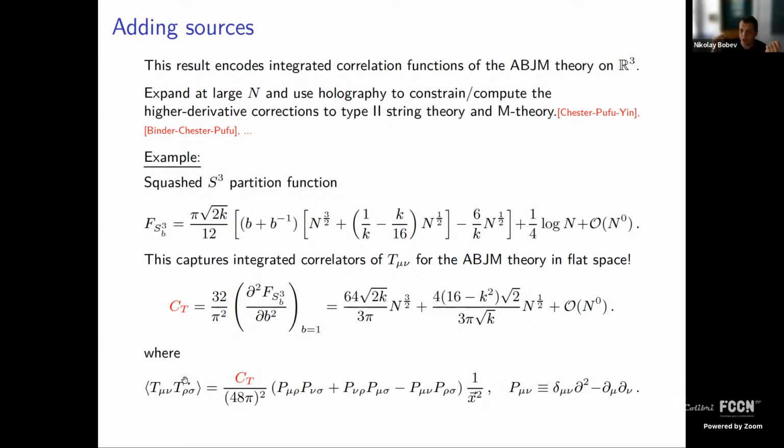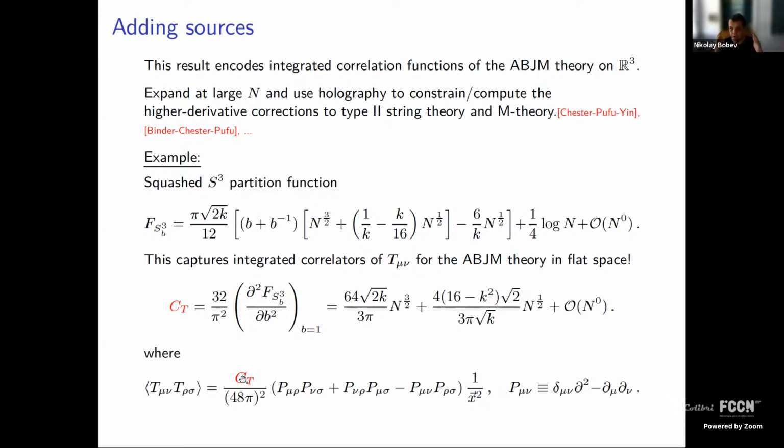This squashing sources the metric, which couples to the energy momentum tensor. So two derivatives with respect to the squashing pull down two energy momentum tensors. You have to work a little bit to find the precise relation, but it has been worked out and it's right here. And what I claim now is that if I know F to all orders, I know C_T to all orders. So this is an illustration of what I meant here.